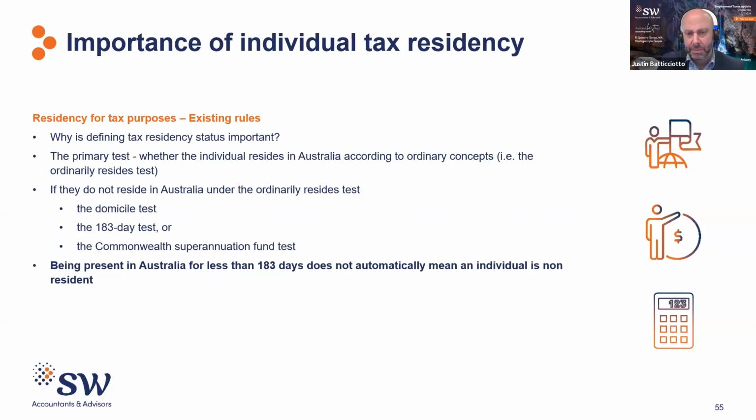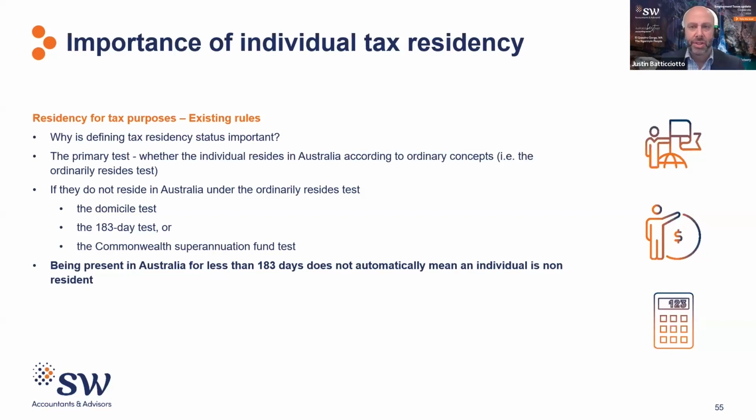So at a high level, what are the Australian tax residency rules? Just as a really high level concept, we have 4 key tests here in Australia around determining tax residency. The primary test is the ordinarily resides test. And we also have 3 statutory tests: the domicile test, the 183-day test, and the Commonwealth Super Fund test. So if the Commissioner deems that an employee or a taxpayer is a tax resident under any one of those 4 tests, then they are a tax resident of Australia.